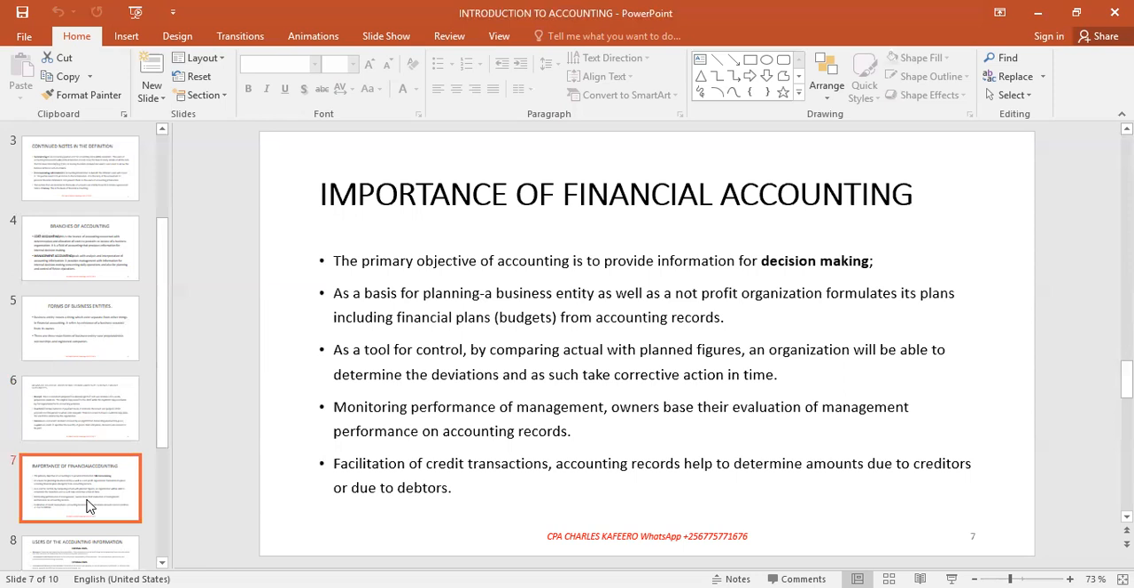Allow me to proceed to the importance of financial accounting. The major or primary objective of accounting is to provide information for decision making. That is the major point. Because at the end of the day, when you prepare the financial statements, you want to know whether the company has made a profit or a loss. Is the company capable of paying its debtors? I mean the suppliers.